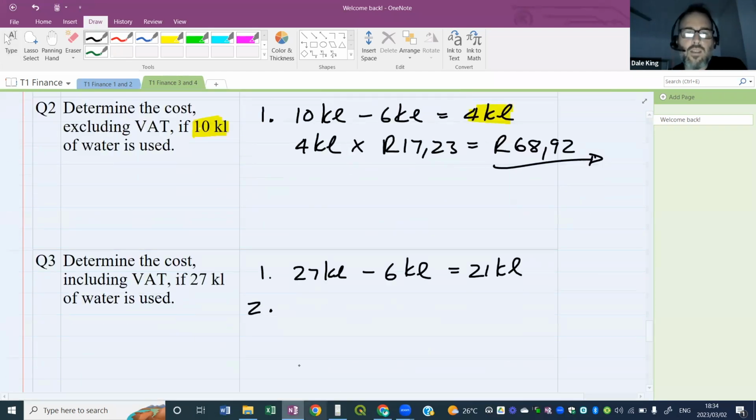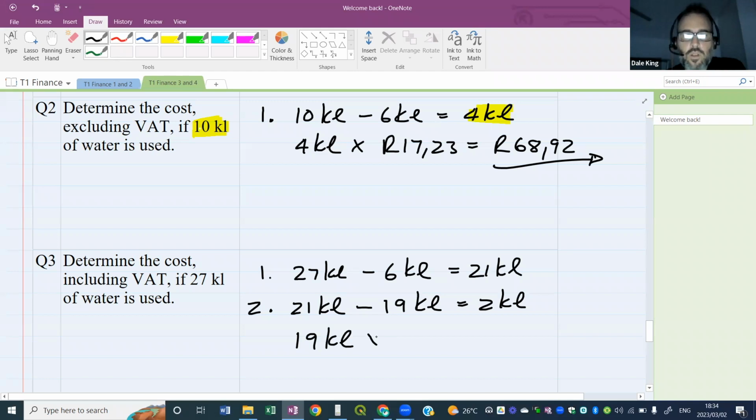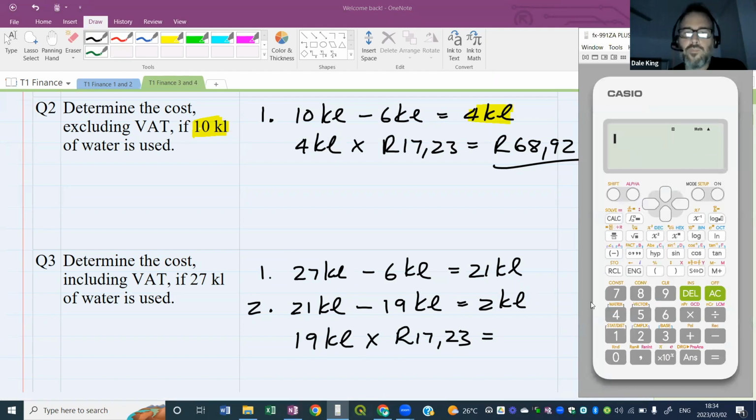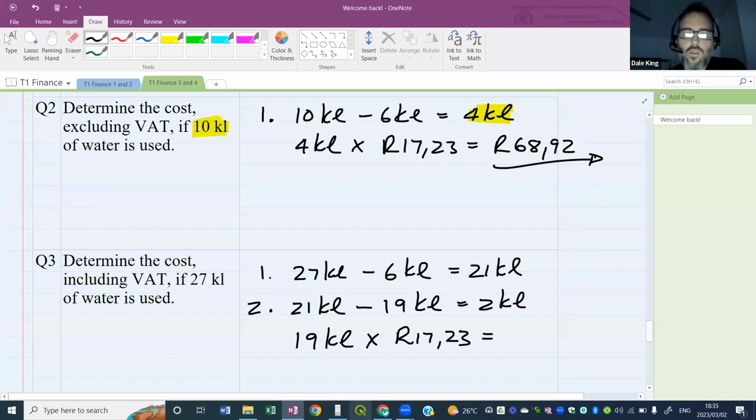So I'm going to say, well, we've got 21 kiloliters to charge. 19 of it must be charged at the second tier's rate. So I'm going to take 19 out, which means I've got 2 kiloliters left. Just remember that I've got 2 left. All 19 must be charged at the second tier's rate, which is R17.23. Just hang in there. So we've got 19 times 17.23, and this gives us R327.37.